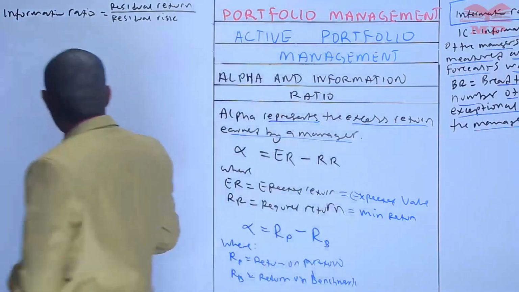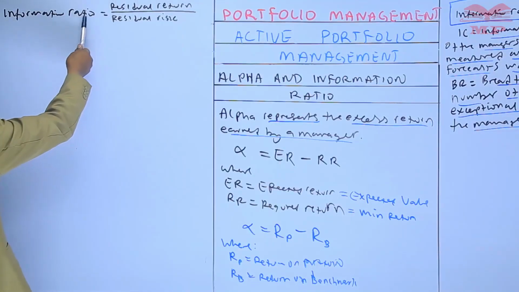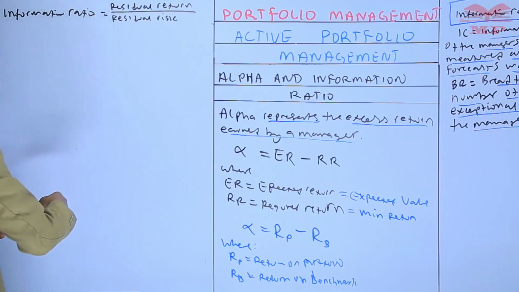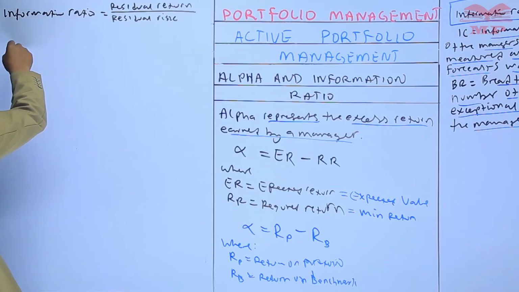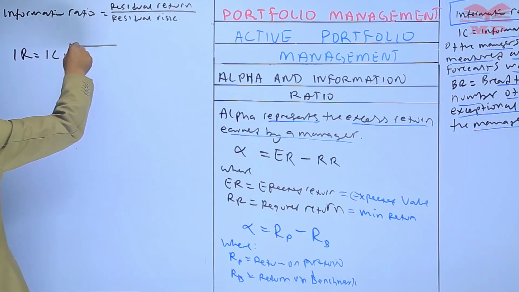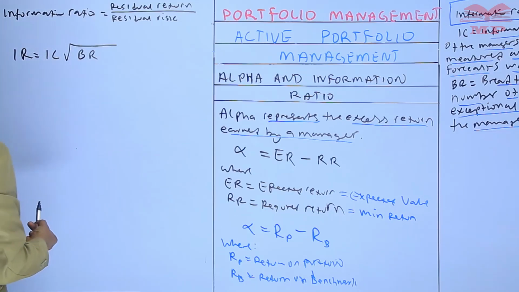Let's do it over here. We obviously cannot use the formula for residual return divided by residual risk, which are based on an annual basis. So we are going to use the other information ratio formula that we already know. Information ratio is given as IC times the square root of the breadth of the market.